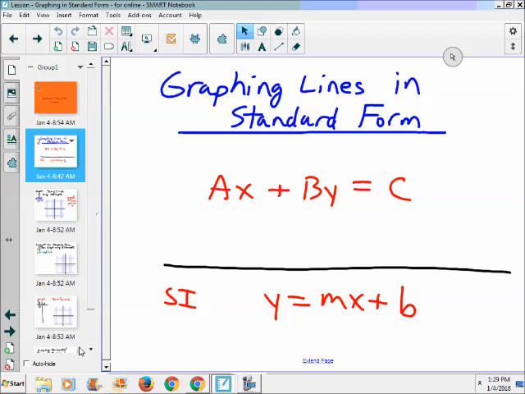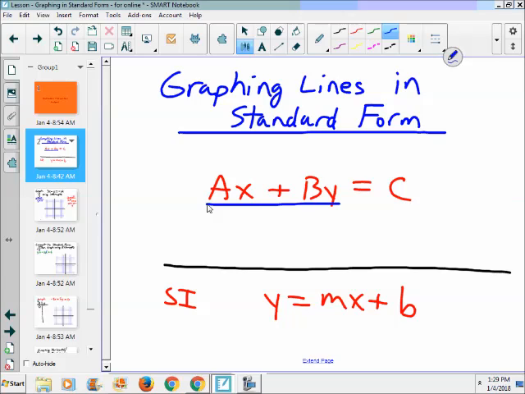Hello everybody. Today we're going to talk about graphing lines in standard form. Standard form is ax plus by equals c. So as you can see, the x and y terms are on the same side of the equation. An example of a line in standard form would be something like negative 3x plus 5y equals 40. Again, x and y are just on the same side of the equation.